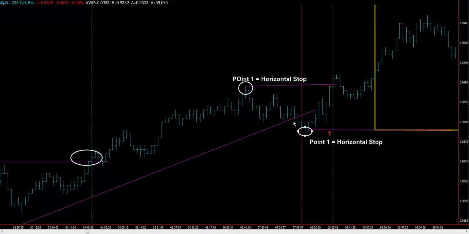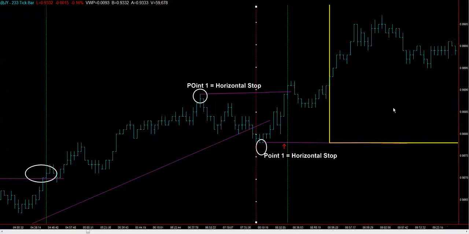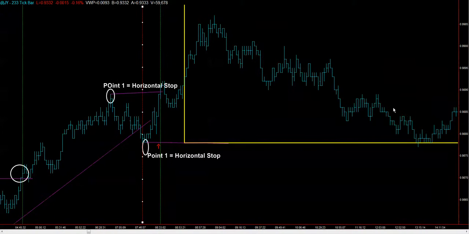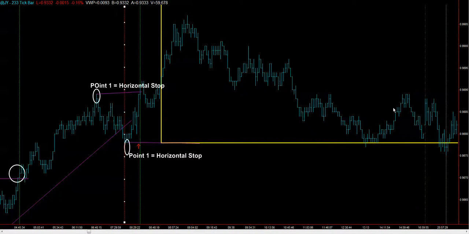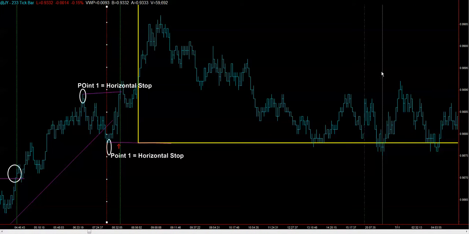Here's your point 1. Now, when you have stuff like this, when you have multiple, just take the lowest close, and if there's two closes that are on the same level, use the one that is furthest along. Otherwise, you won't be able to draw a sloping line. So we move along, and that's where we get stopped out again.